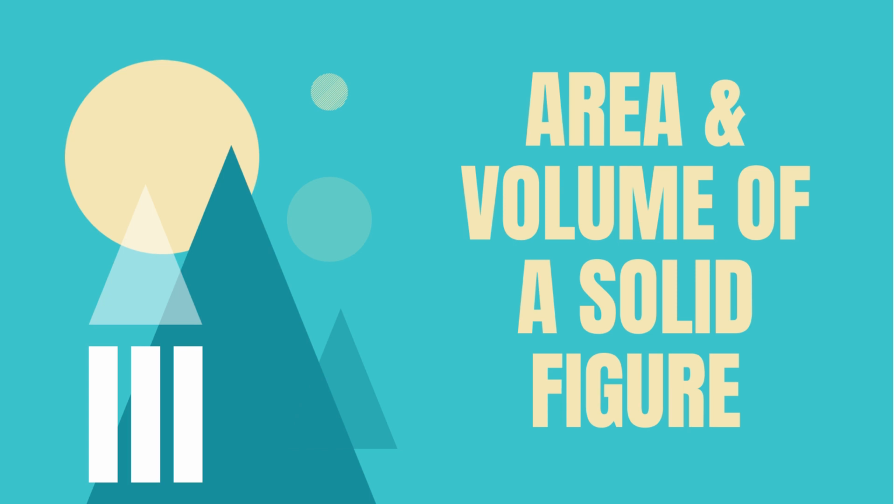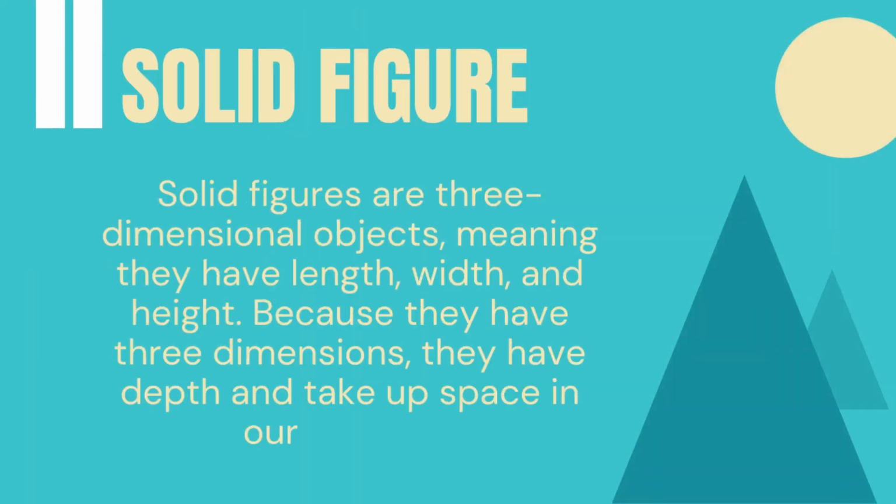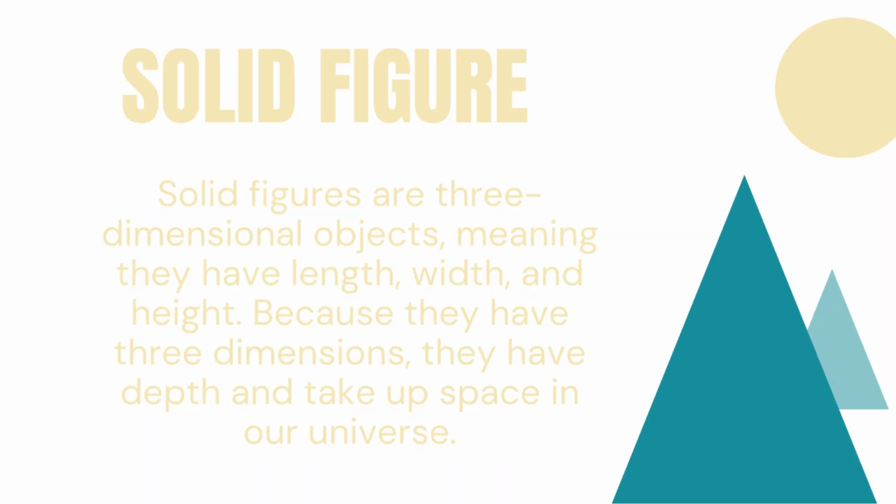Hi, I'm Anthony, and today we will be discussing how to find the area and volume of a solid figure. What's a solid figure, by the way? A solid figure is a three-dimensional object, meaning it has length, width, and height. Because they have three dimensions, they have depth and take up space in our universe.